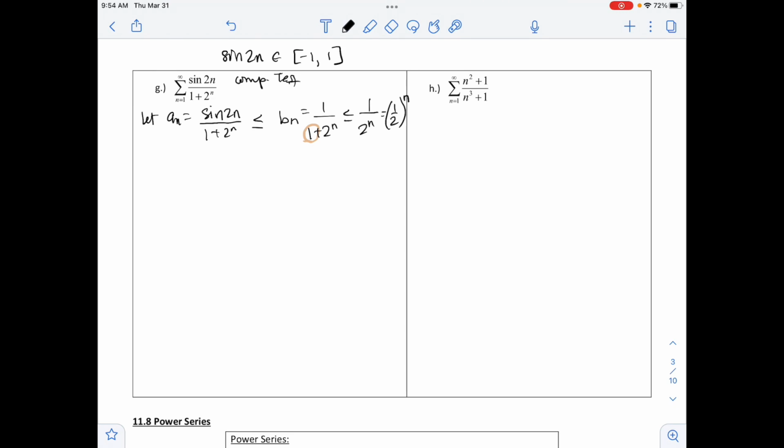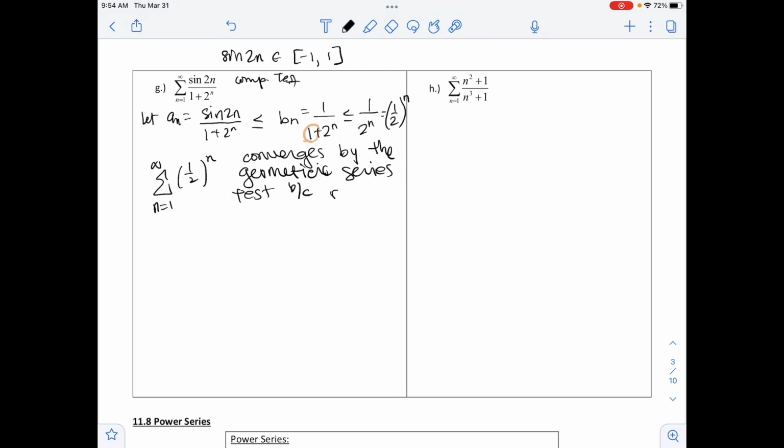And so we can say the sum from n equals 1 to infinity of b sub n, which is 1 over 2 to the nth power, converges by the geometric series test, and this is because r is equal to 1/2. And remember that if the absolute value of r was less than 1, then it converged.